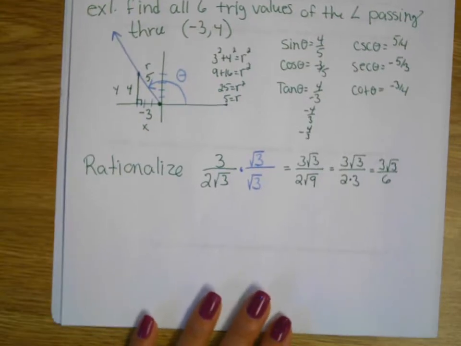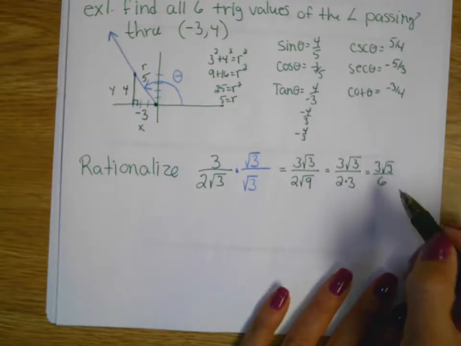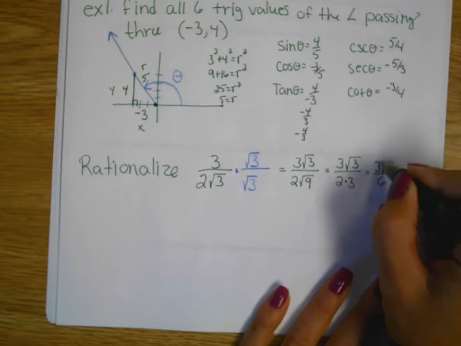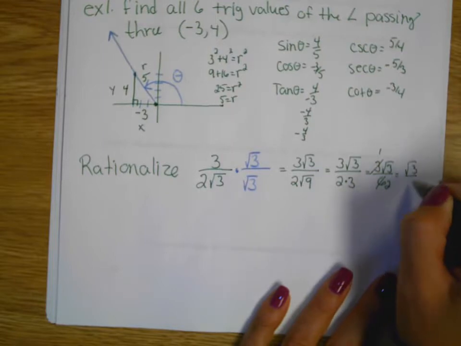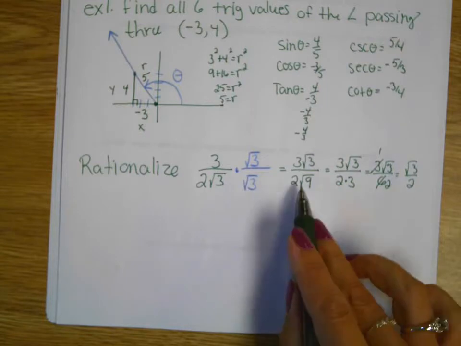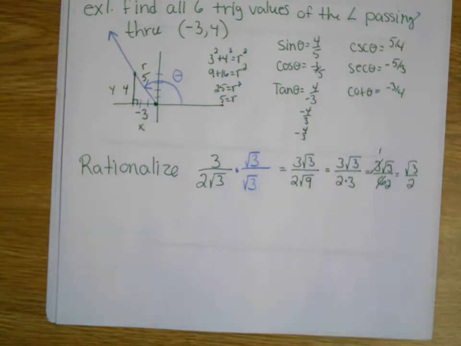Now is there anything I can do? Adam. Divide the 3 and 6. Which 3? The one underneath or the one out in front? The one up. The one out in front. 1, 2. So I would not expect you to show every single step in there. I just wanted to show you all the little baby steps so I didn't lose anybody.